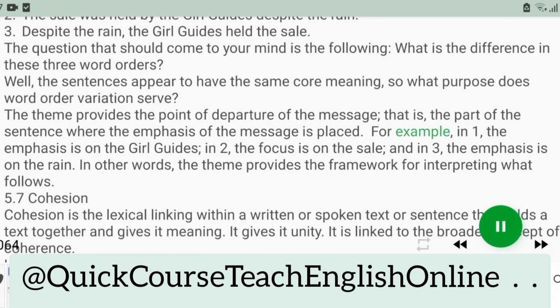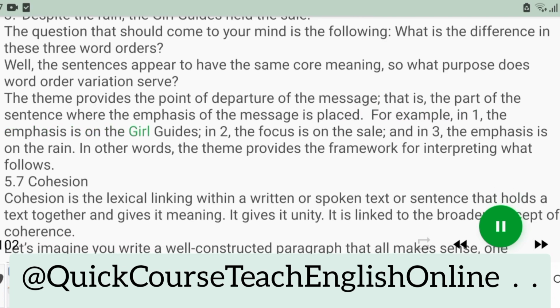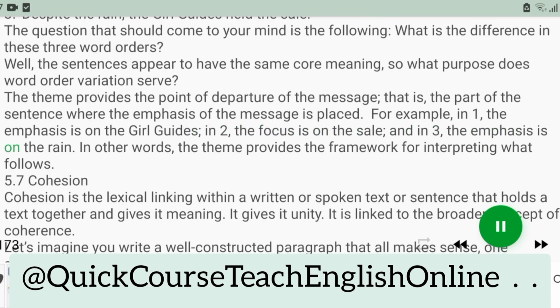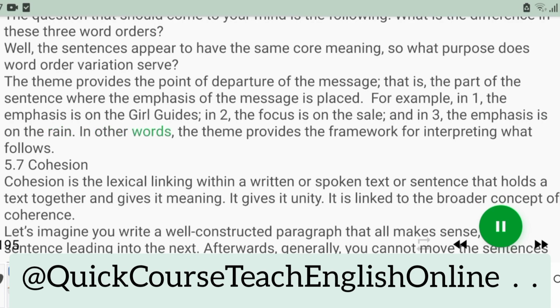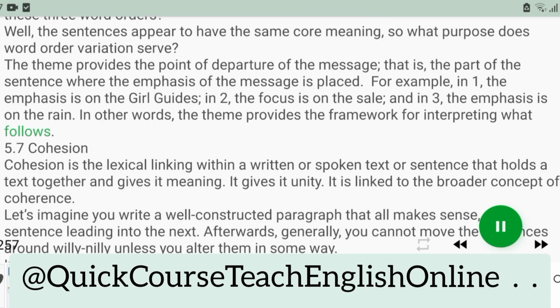For example, in 1, the emphasis is on the Girl Guides. In 2, the focus is on the sail. And in 3, the emphasis is on the rain. In other words, the theme provides the framework for interpreting what follows.